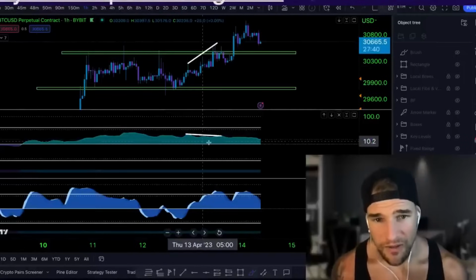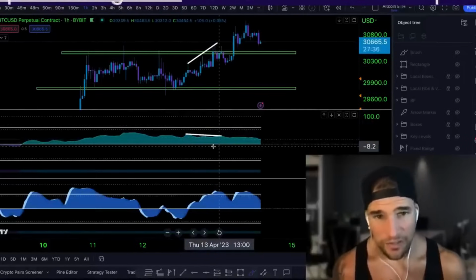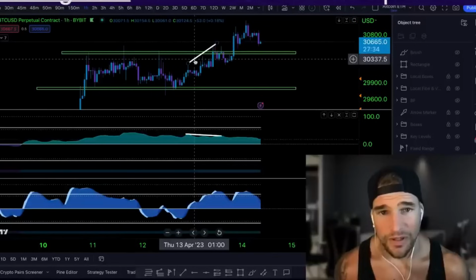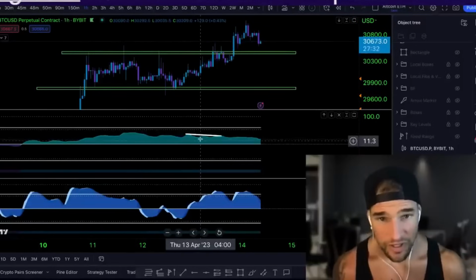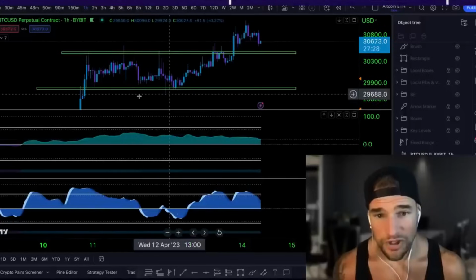Because think about it. If money is leaving the asset, yet the price is getting higher, what does that tell us? Unsustainable move, and there needs to be a correction, right? There needs to be some kind of a correction. And the opposite is true for bullish divergence, right?